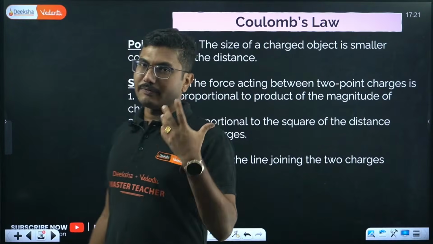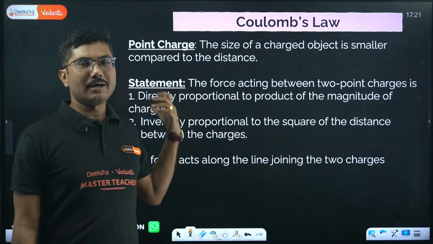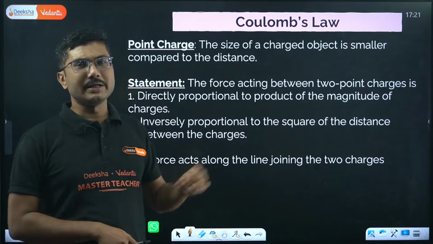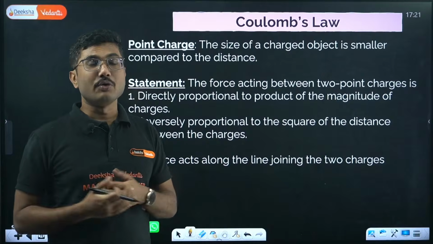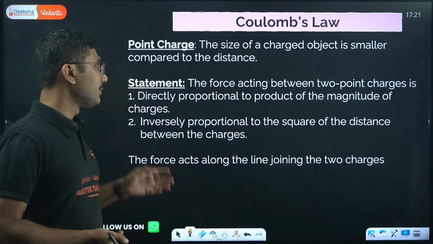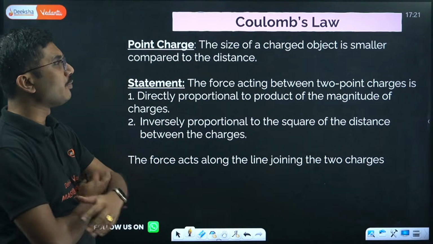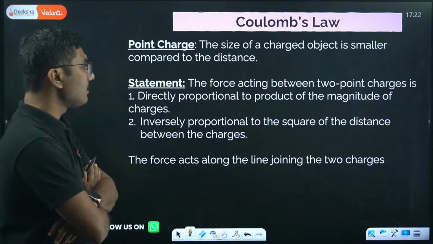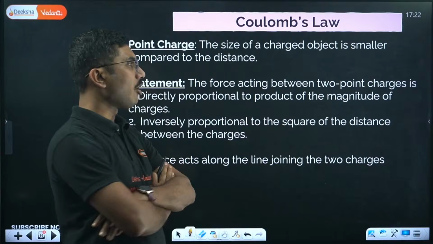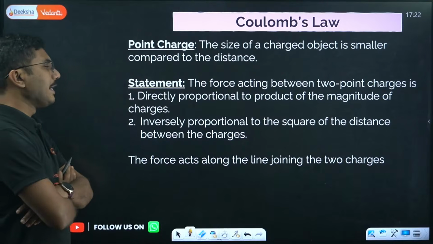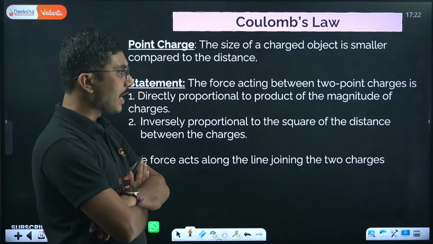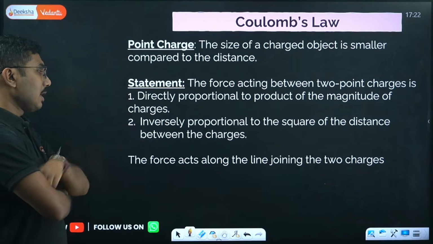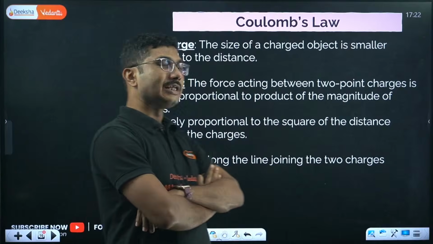Whenever attraction or repulsion happens, that means there is a force acting. Coulomb is the first person who gave a formula, a mathematical expression, as well as a theoretical background for how these forces act. He said that the force acting between two point charges is directly proportional to the product of the magnitudes of the charges, inversely proportional to the square of the distance between the charges, and the force acts along the line joining the charges.